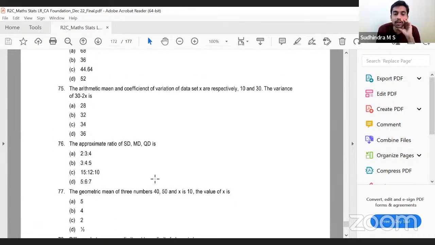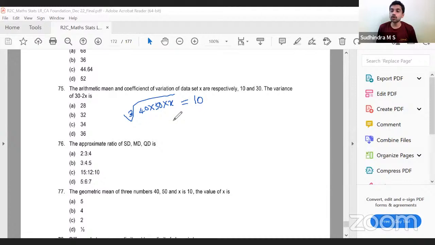Next one. Geometric mean of 3 numbers, 40, 50, and X is 10. What is the value of X? Sir, 0.5. The 1/2. Simple. Geometric mean of 3 values. So cube root of 40 into 50 into X is 10.